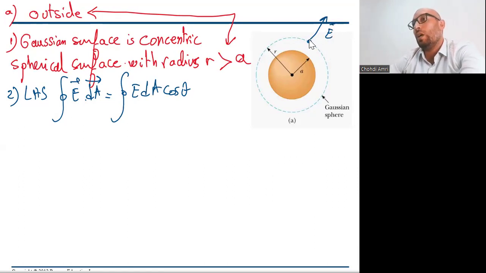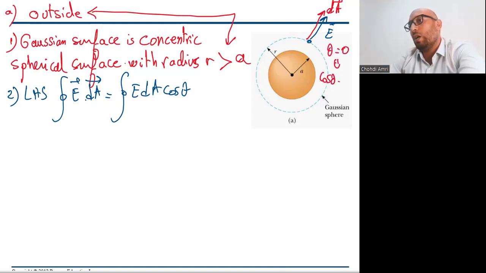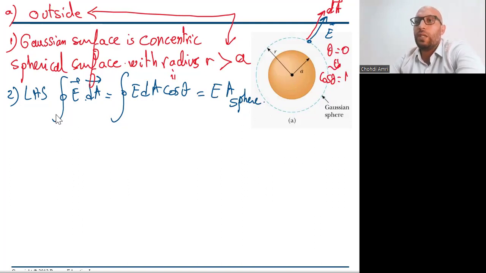What about the vector area? It's perpendicular to the surface, so it will also be in this direction. What is the angle between them? Theta equals 0. That means cosine theta equals 1. So the left-hand side will be equal to E multiplied by A of a sphere. In this case, as we said in the previous example, the left-hand side gives E 4 pi R squared. And this is what we call the surface area of the sphere.